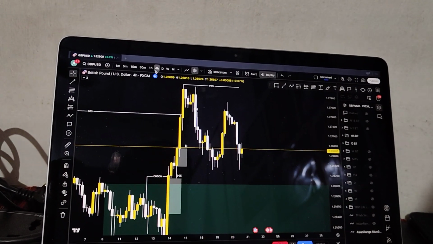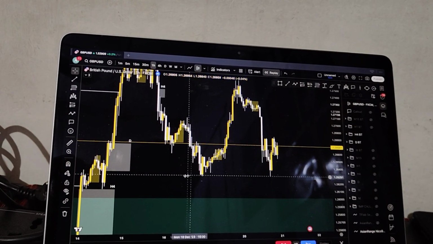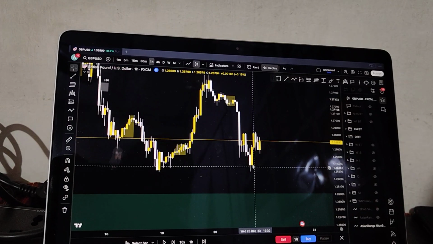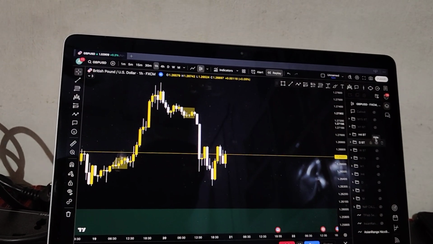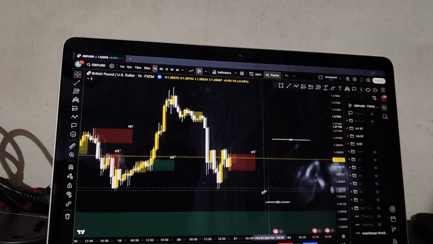But yeah, on 4 hourly, the market is still bullish. Again, it has mitigated the demand and again respected the demand zone, as you can see. Now, going on Thursday, if I was looking to trade something, it would be this supply somewhere around here.